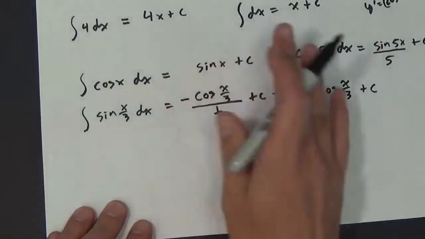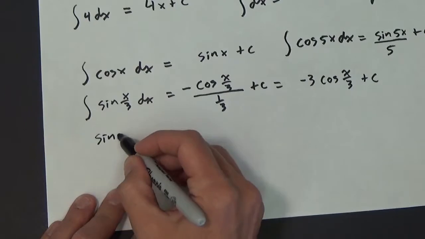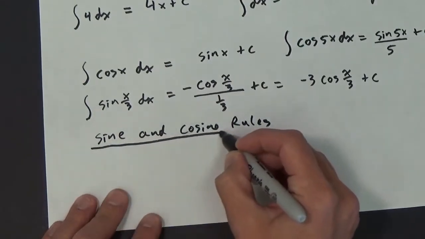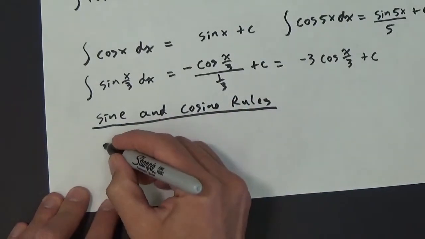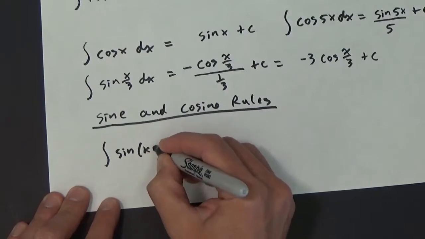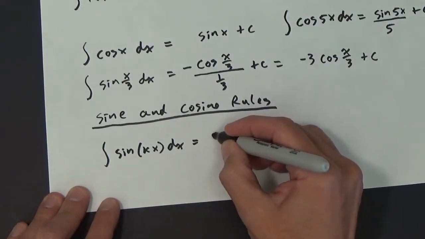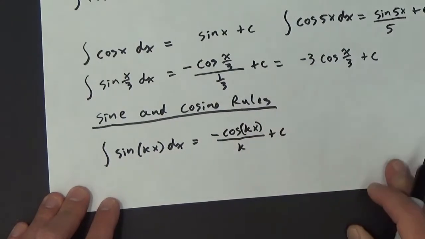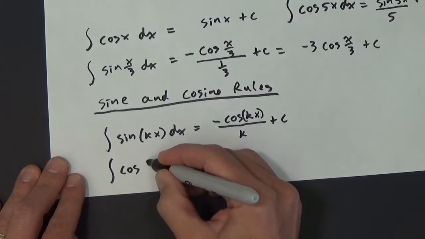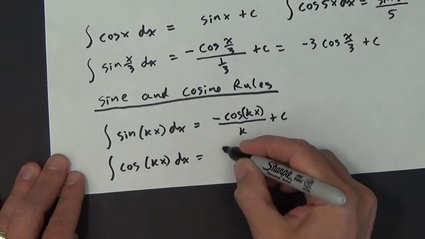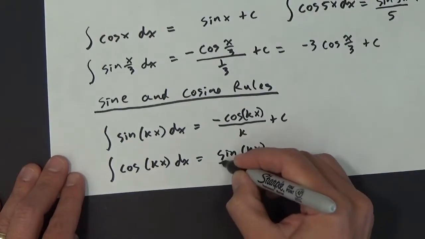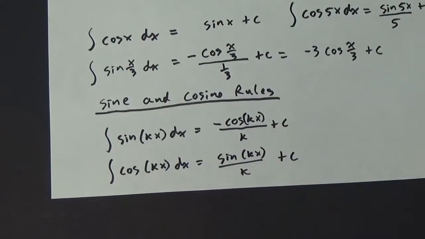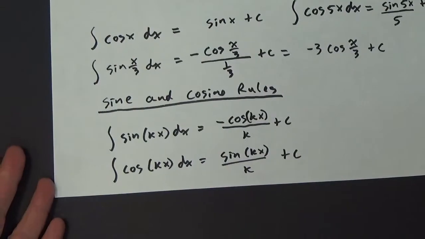Okay, so now that we've played with this a little bit, we can create our sine and cosine rules. The sine and cosine rules essentially say if I have the integral of the sine of kx dx, that's going to be the same as a negative cosine of kx over k plus c. And if we have the integral of the cosine of kx dx, this is going to equal the sine of kx all over k plus c. Good. So we have come up with a couple of rules.